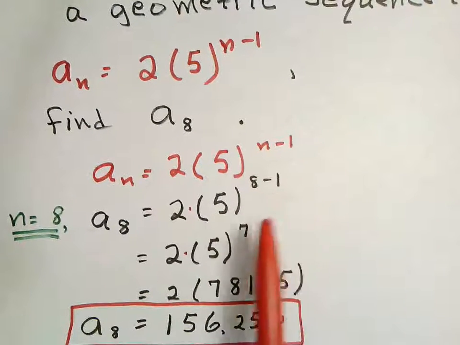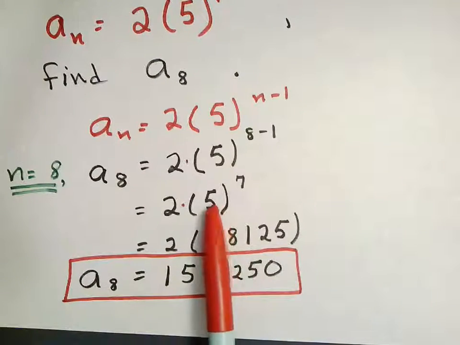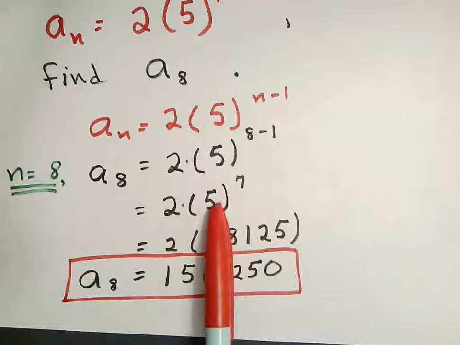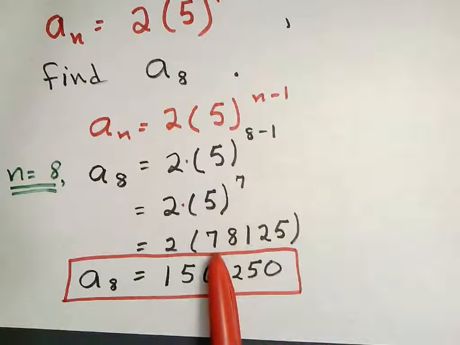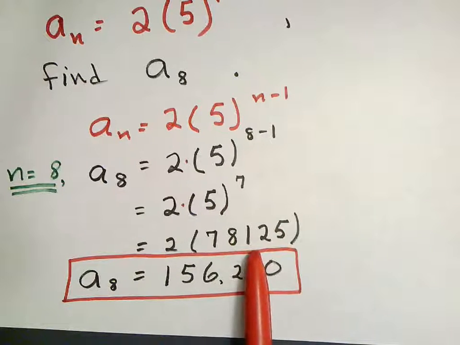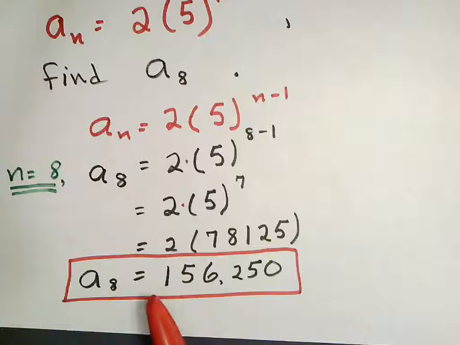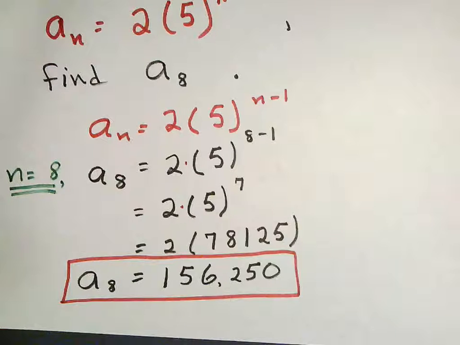Well, 8 minus 1 is 7. Now remember that this exponent only refers to the number that is directly beside it. So it's only referring to the 5. So it's going to be 2 times, and 5 to the 7th is 78,125. Then we multiply that by 2, and we get 156,250.